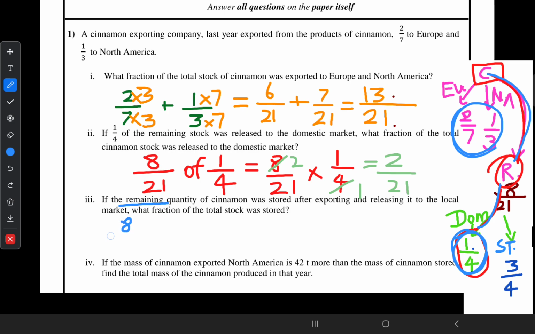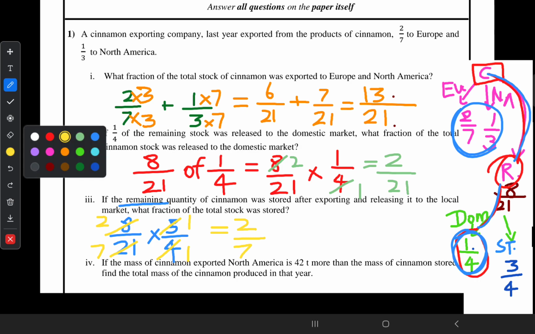So, remaining 8 upon 21 multiplied by the stored portion 3 upon 4. So we have to simplify this. 8 and 4 can be simplified 1 time, 2 times; 21 and 3 as well, 1 time, 7 times. So 1 2s are 2, 2 upon 1 7s are 7. Okay, this is the total amount of quantity that remains as stored. After exporting and releasing, this is the stored amount of cinnamon as well, 2 upon 7.